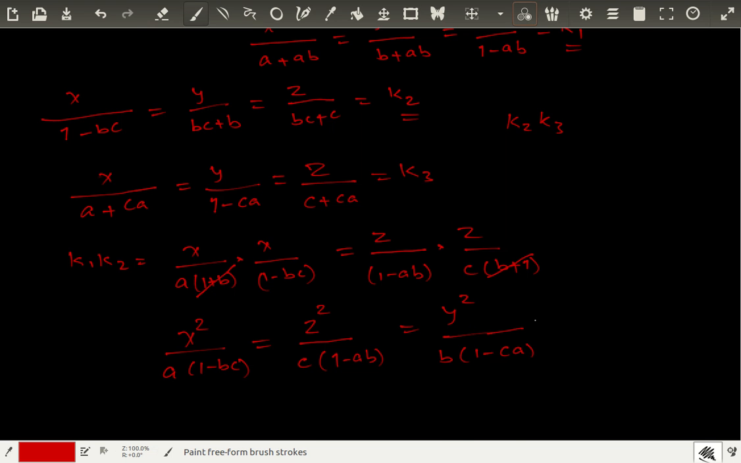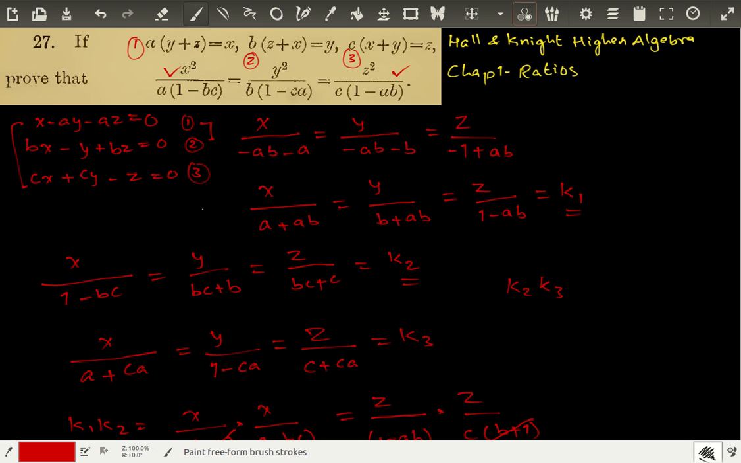So we multiply K1 K2 and we get the relationship between x square, this and this. If you multiply K2 K3, you will get the relationship between this and this, and because this term is equal to this term and this term is also equal to this term, all these three terms must be equal, and we are done.